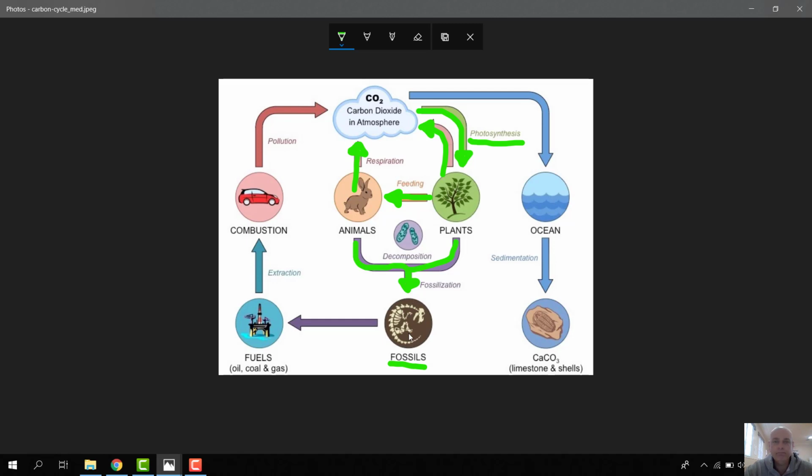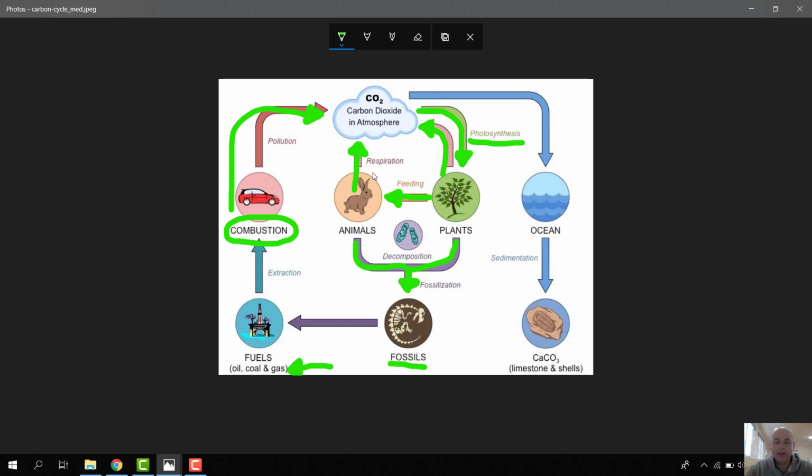Over time, those decomposed remains will turn into oil, coal, and gas over millions of years. And these are the fossil fuels that we extract from the earth and we burn to get energy. That's combustion. That burning is combustion. When we burn the fossil fuels in a car or at a power plant, that puts CO2 back into the atmosphere. So what you should be seeing is this cycle.